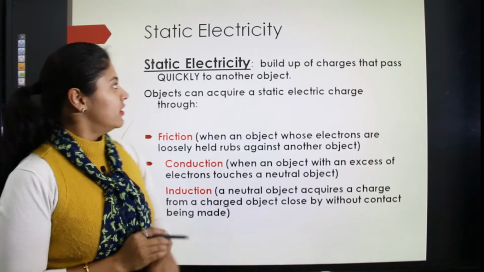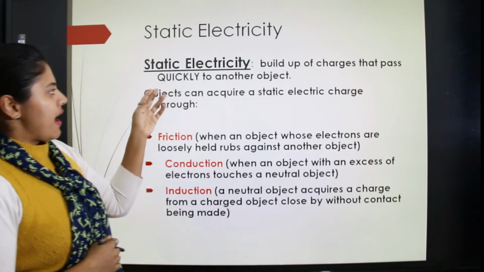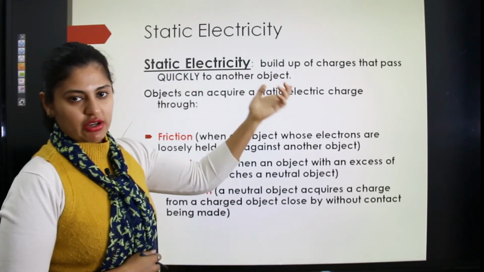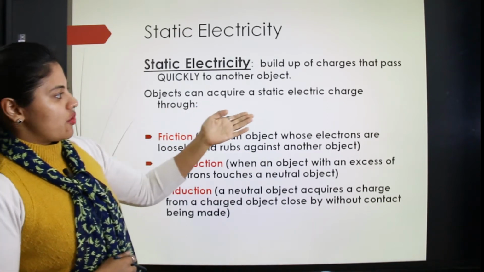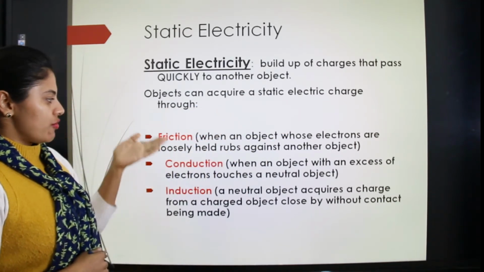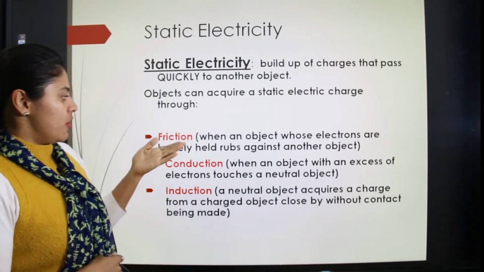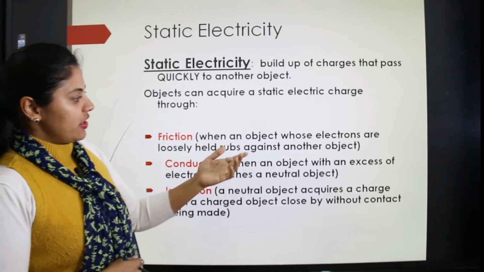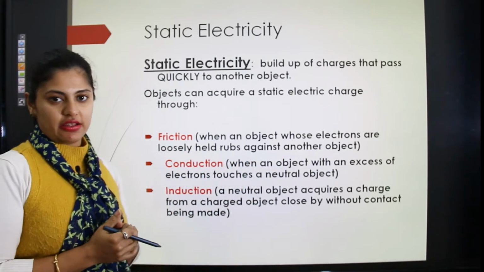Static electricity. Static electricity is built up of charges that pass quickly from one object to another object. Objects can acquire a static electric charge through friction, conduction and induction. There are three processes. What is friction? When an object whose electrons are loosely held rubs against another object.